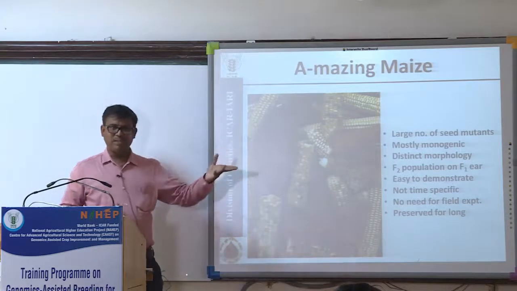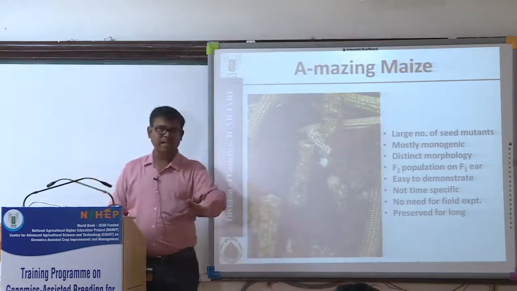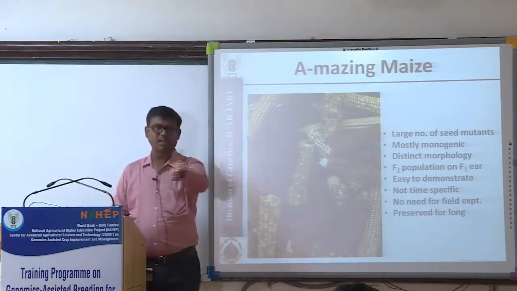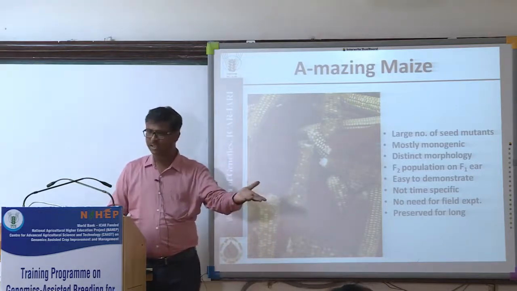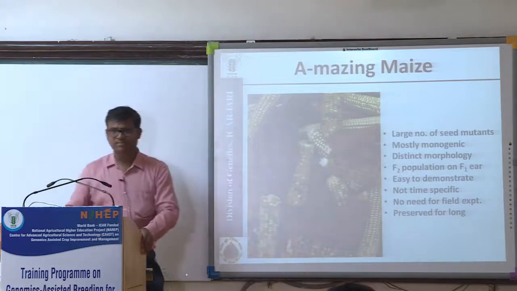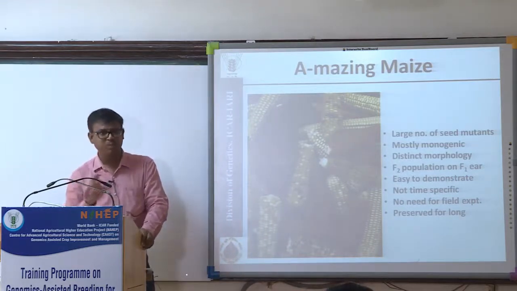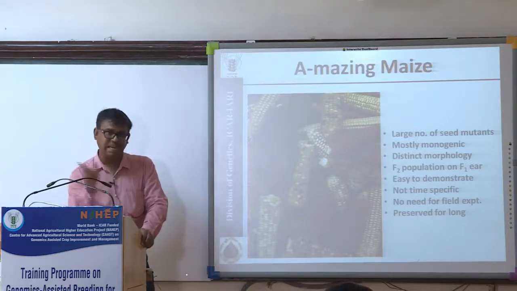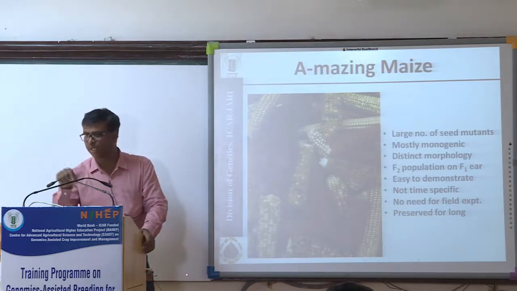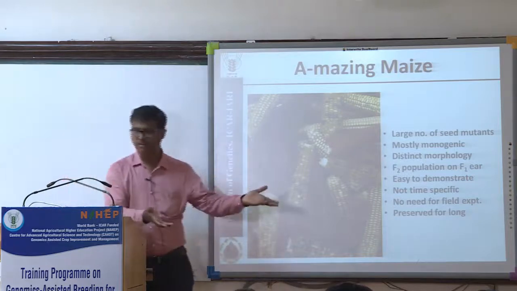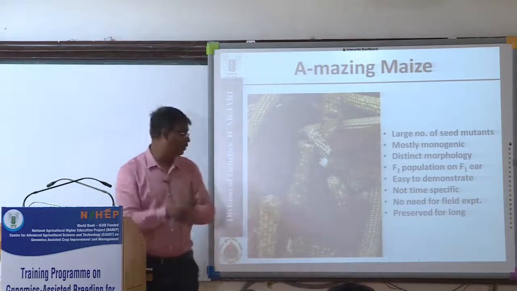So it is easy to demonstrate. Why? Because if I harvest a cob, I can preserve it in my lab. Anytime you can come, we can demonstrate. Drosophila is also another model organism, but then to keep Drosophila to make crosses, it is stage dependent, it is time dependent. If the cross is not ready, you cannot show it. Here, anytime you open a box having cob, you can demonstrate.